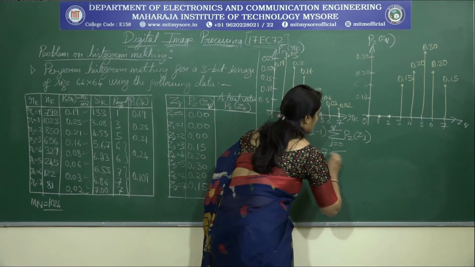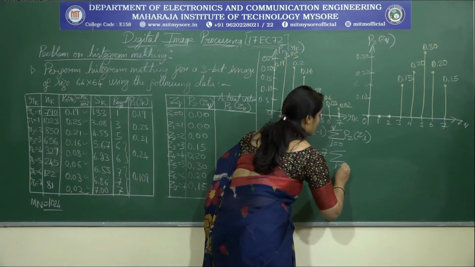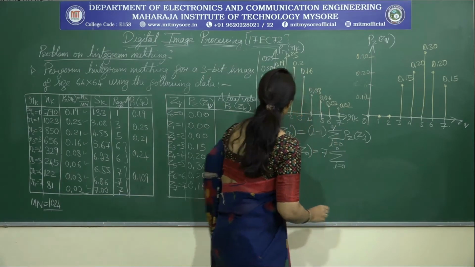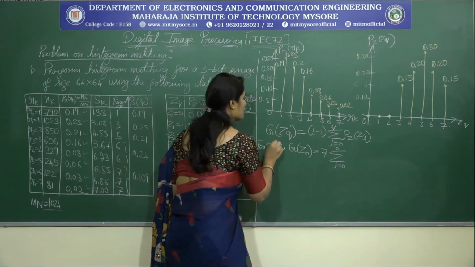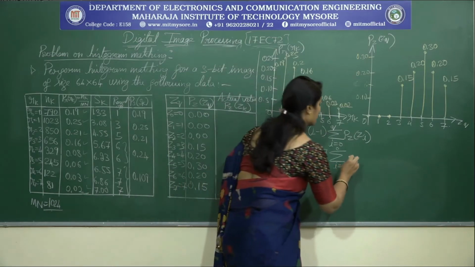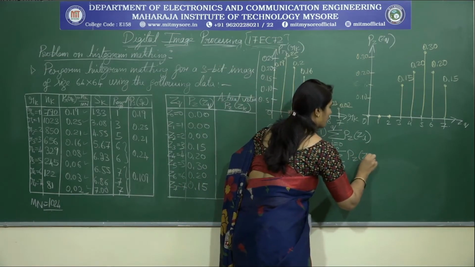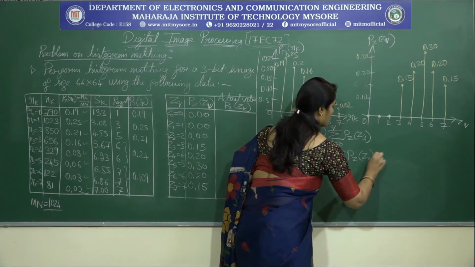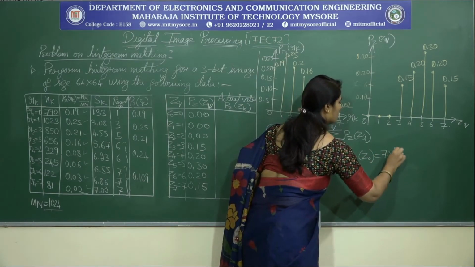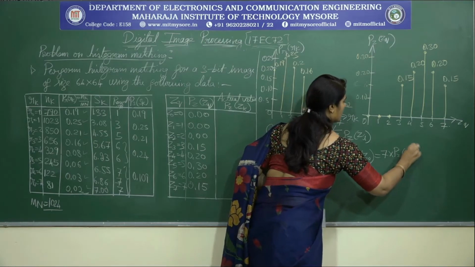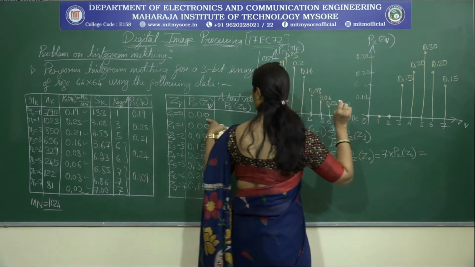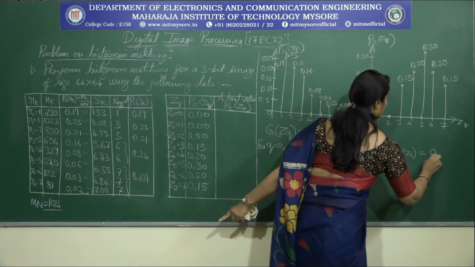So 7 summation i equals 0 to 0. Here q is equal to 0. Sorry, for q equal to 0, G of z0 is equal to 7 into Pz of z0, which is equal to, what is Pz of z0? It is equal to 0.